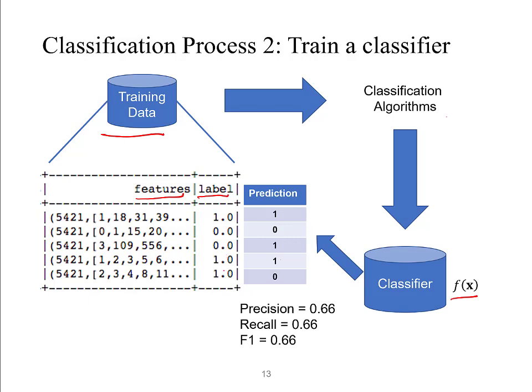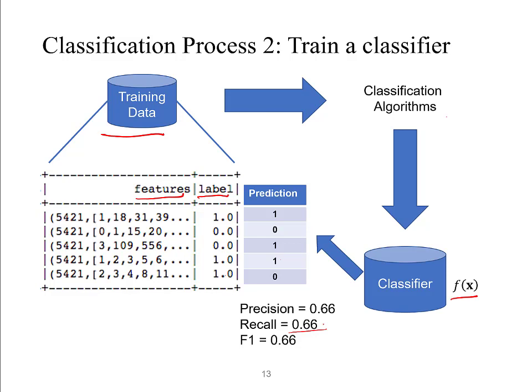And recall, there are 3 ones in the training data, or in the true label, and we have successfully predicted 2 of them. So it is 2/3 as well. And F1 is the harmonic mean of precision and recall. So as they are the same, the F1 is 2/3, 0.666 as well. So this is the second step when you train the classifier.